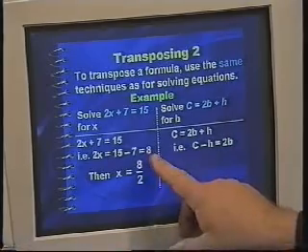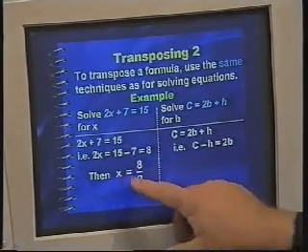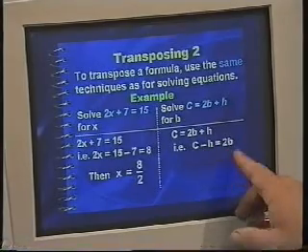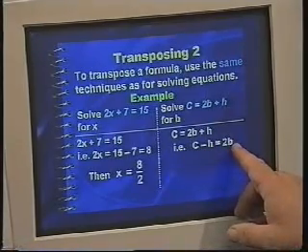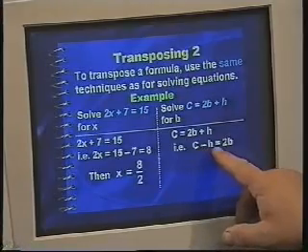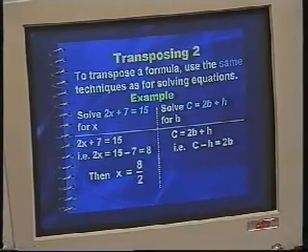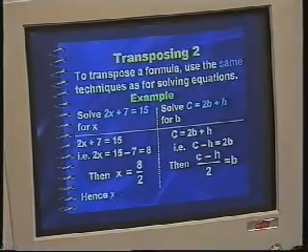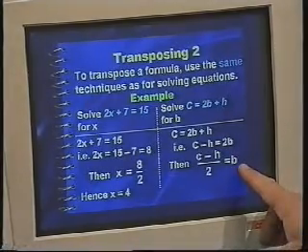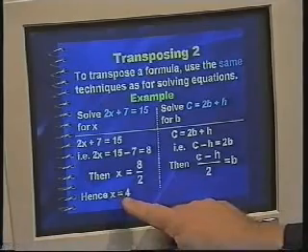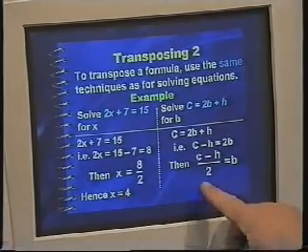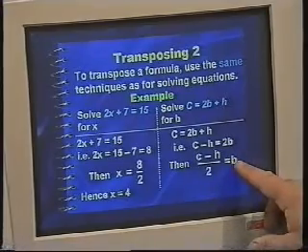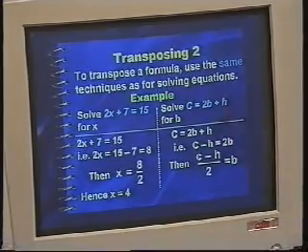From this I get 8 over 2 is equal to x. A little bit more difficult, of course, with these letters, but the same operations apply. If I want to get b, I have to divide the whole left-hand side by 2. I get c minus h over 2 equals b, and that's all I can do with my transposition. I can certainly calculate that x equals 4, but I can't do anything here. That is the end. That is the transposed version of this formula.